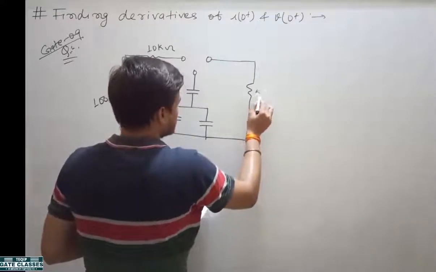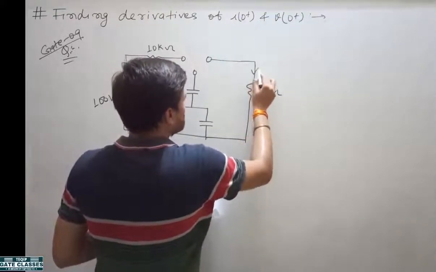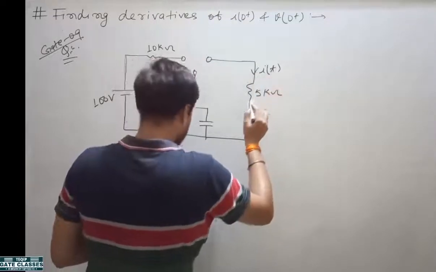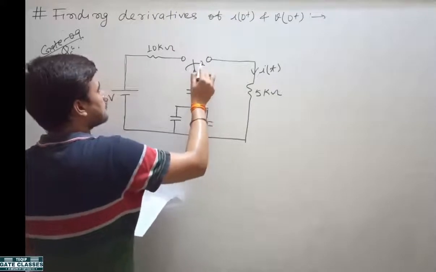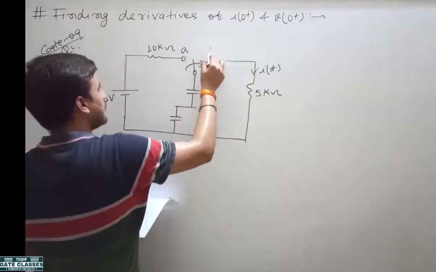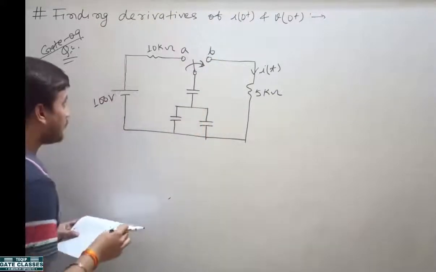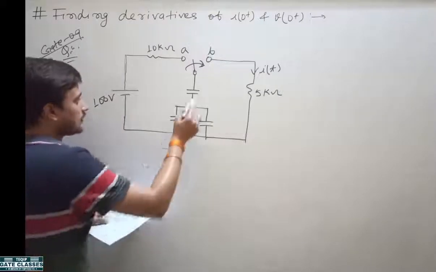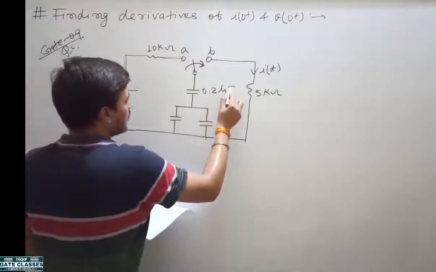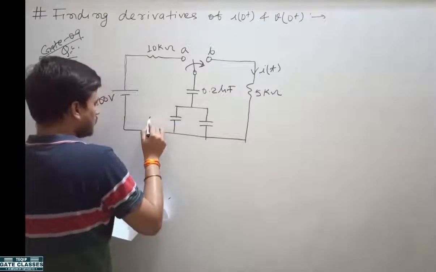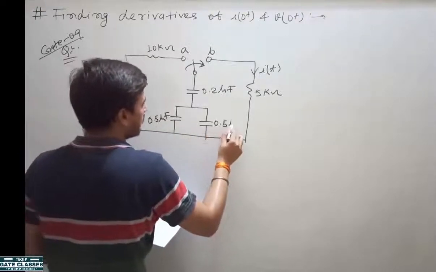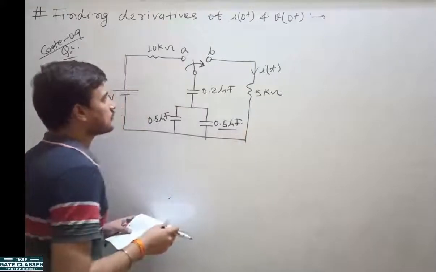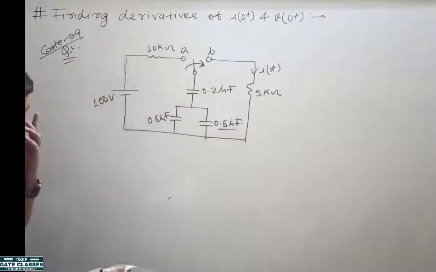This is 5 kilo ohm. This current is IT. The position of the switch is given like this, A and B. Clear? Here it is 0.2 microfarad, 0.5 microfarad. Here it is 0.5 microfarad. Here it is 0.5 microfarad.